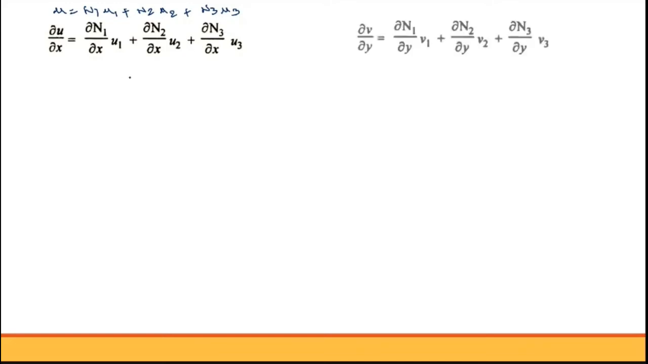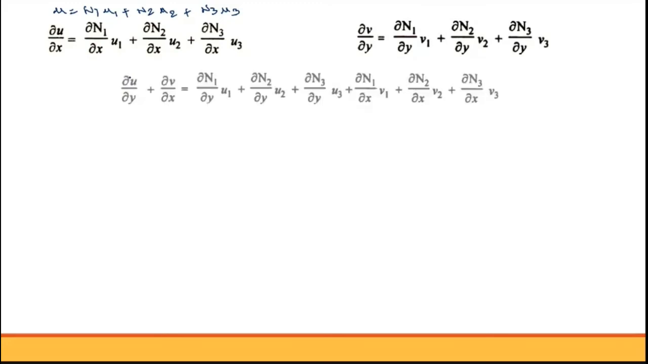So this dou u by dou x, if I identify, it is nothing but, so u is n1 u1 plus n2 u2 plus n3 u3, right? Which I can write as dou n1 by dou x u1 plus dou n2 by dou x u2 plus dou n3 by dou x u3. So we are writing like this. Similarly for v, I can also write it like that. And dou u by dou y plus dou v by dou x, this is for shear strain. We can write it like this.